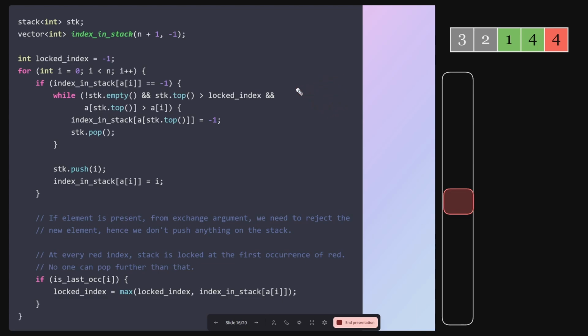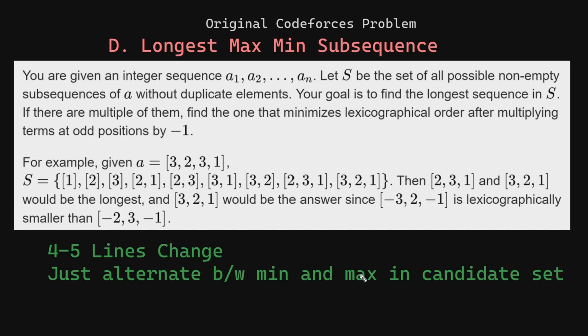Here is the problem statement of the 1900 rated Codeforces problem that we discussed at the start of the video. In this variation of the problem, instead of finding out the lexicographically smallest such subsequence, you need to alternate between smallest and largest choice of the positions that you are currently on. But this variation is pretty simple, and you can in fact use our old code and modify it by adding 4 to 5 lines of new code to make it work for this problem. Pause this video and try to see if you can come up with the solution yourself.